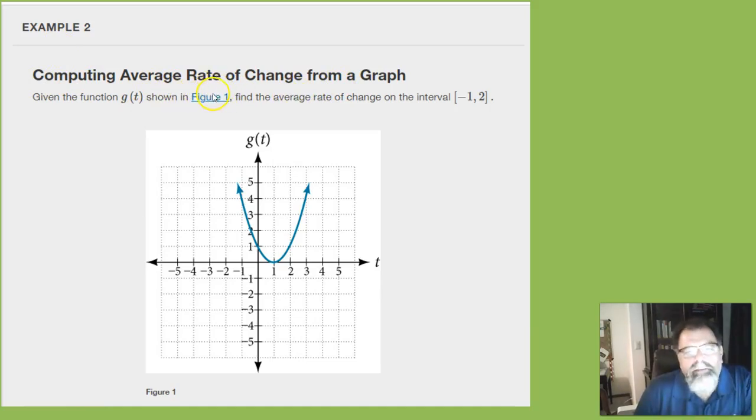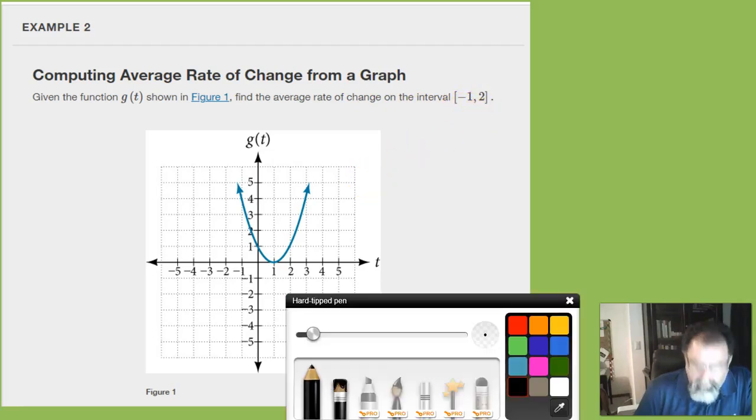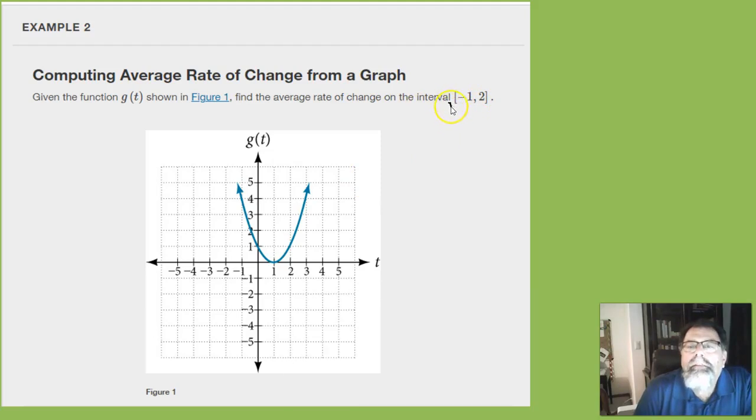It's technically slope. Right? Given the function g of t, shown in this figure 1, find the average rate of change on the interval from -1 to 2. Now this is what confuses a lot of students. This interval, remember, this is on the x-axis. This is your input values.